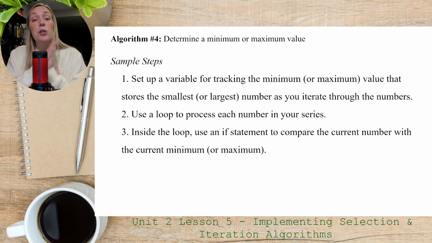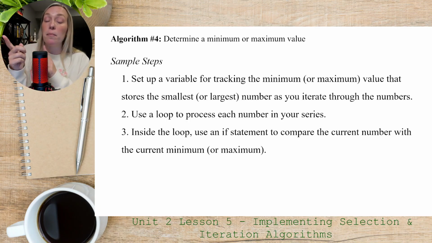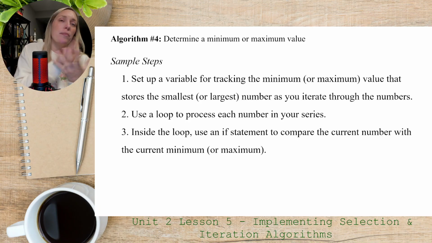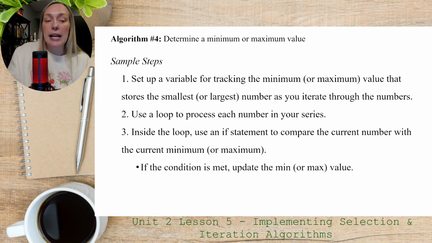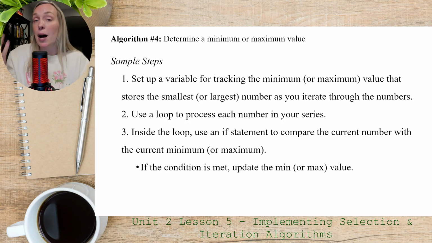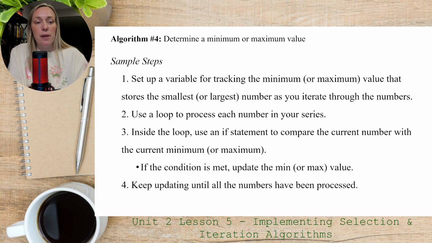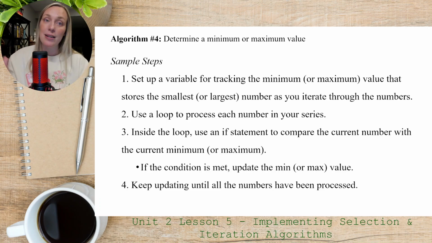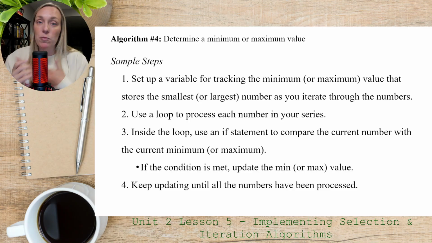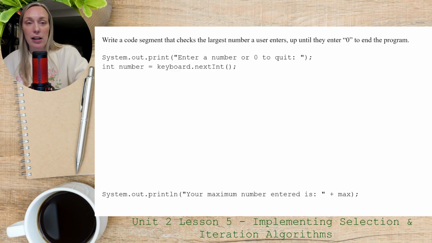And inside the loop, we use an if statement to compare the current number with the current minimum or maximum value. And if the condition is met, we want to update the min or max. So if we find a larger or smaller value than what we currently have as our min or max, we want to update it, right? Because we found something larger. And we keep updating and we keep checking until all of the numbers have been processed. And then at the end, we have our min or max value.